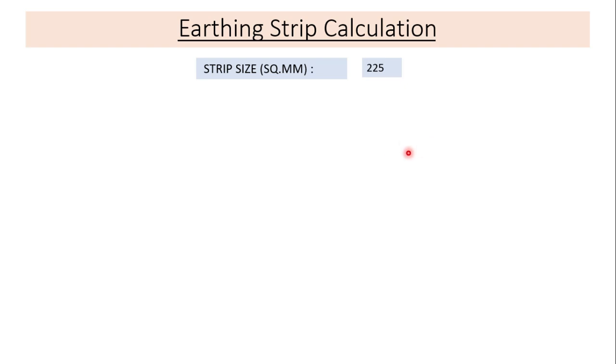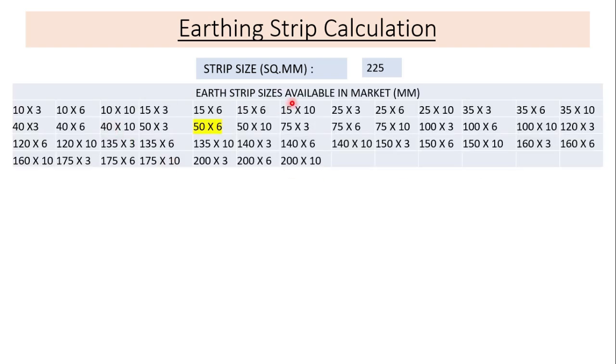In the market, strips always come in width and thickness. As you can see in this table, these are the standard earthing strip sizes available in the market. Take 10 by 3: 10 means width, 3 means 3 mm thickness. If we multiply 10 into 3, it is only 30, but here we need 225 square mm.